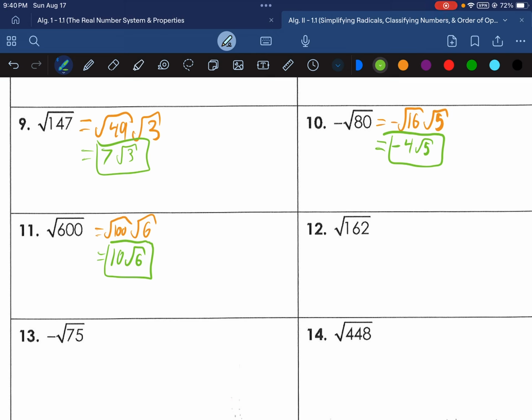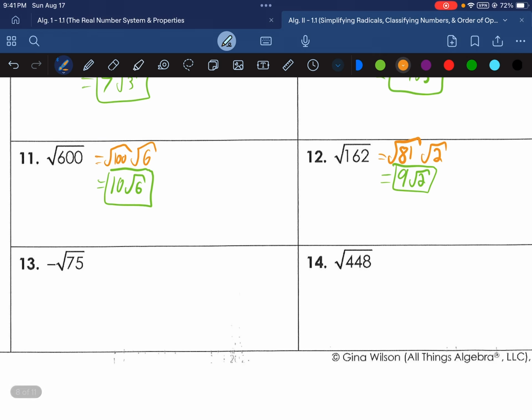Number 12, square root of 162. The biggest perfect square that goes into 162 is 81. And 81 goes into 162 2 times. So because 81 times 2 is 162, we can break down or split up the square root in that way. The square root of 81 is 9, and the square root of 2 is just the square root of 2. So now we have 9 square root of 2 as our answer.